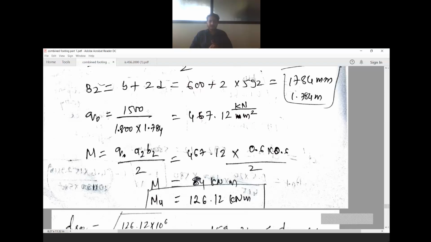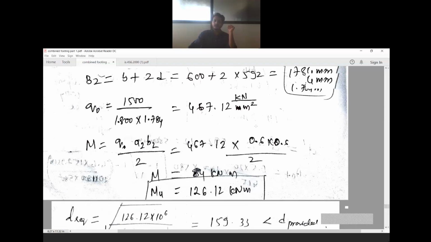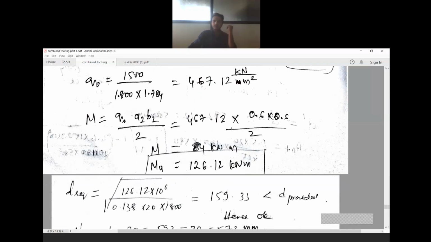So after substituting B2, 467.12 kilonewton is the Q0 value. Substitute that in the moment equation. Here in the moment equation you can observe that there is some change: Q0 into A2 into B2 divided by 2. So A1 into B1 in the previous case becomes A2 into B2. Substitute the Q0 value we have just calculated, 467.12, into 0.65 by 2, which is A1, A2 and B2.